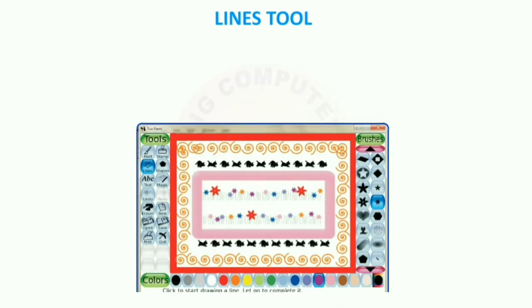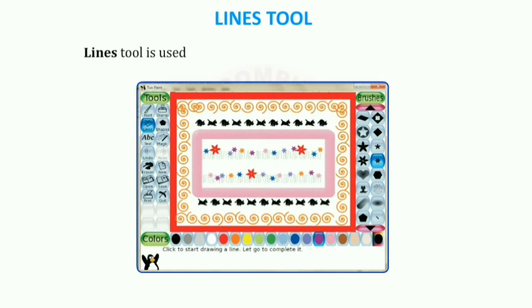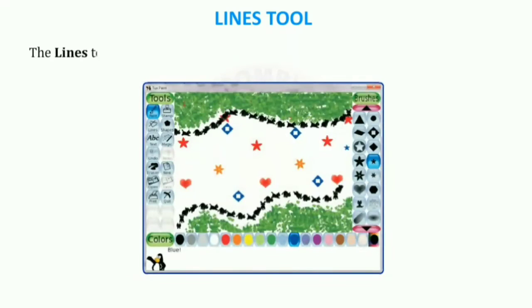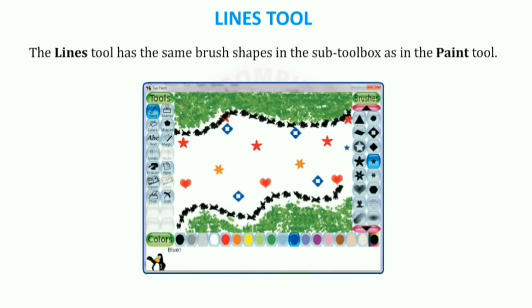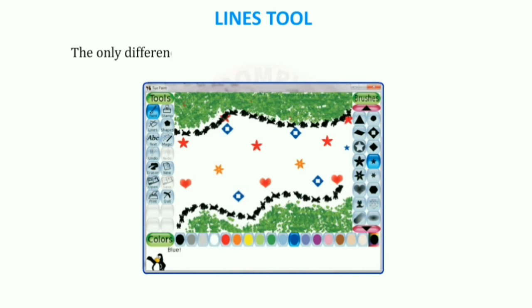Okay, let me now tell you about Lines tool. Lines tool is used to draw straight lines and straight patterns. It works quite similar to the Paint tool. The Lines tool has the same brush shapes in the sub-toolbox as in the Paint tool. The only difference between Paint tool and Lines tool is the order in which the drawing is displayed.